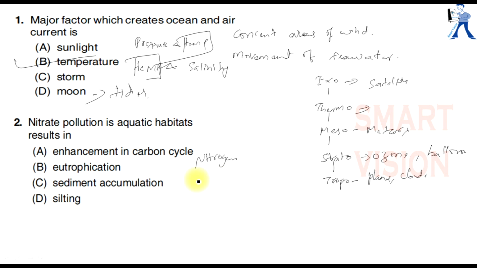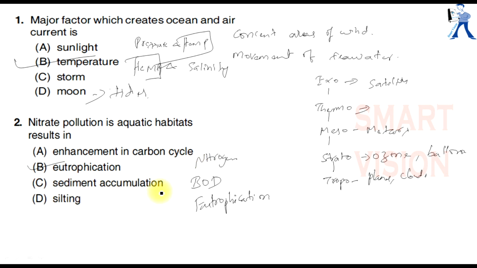Because of this, explosive growth of plants and algae will occur in a water body, which leads to the depletion of oxygen. That we call BOD, biological oxygen demand, which kills aquatic animals. What is that process called? Eutrophication. So nitrate pollution leads to eutrophication. It is not enhancing the carbon cycle or sediment accumulation and silting.